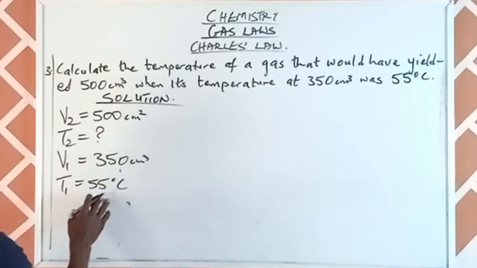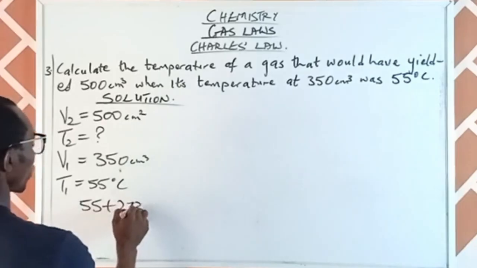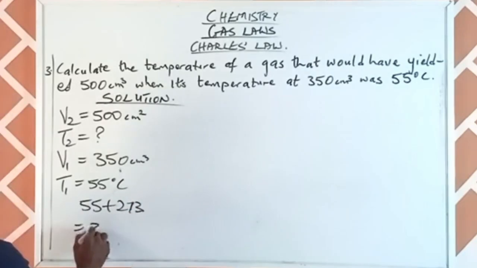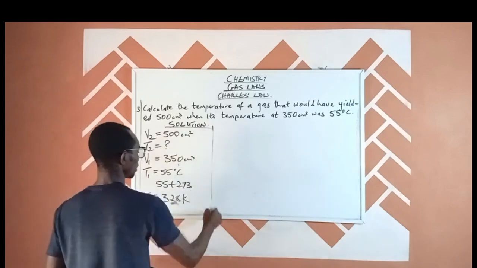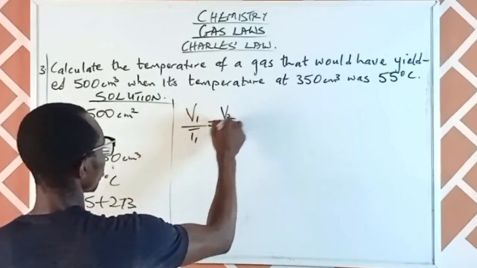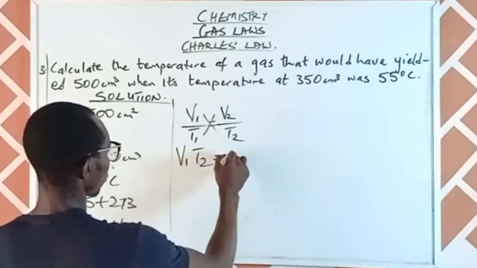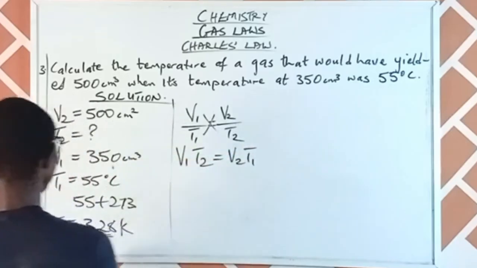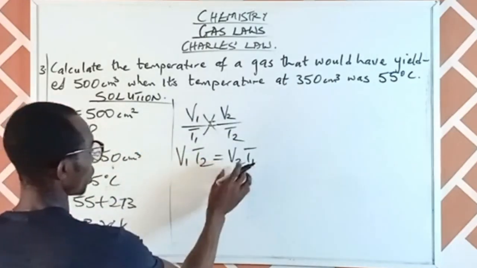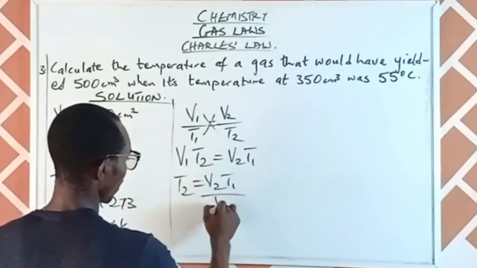So let us convert our Celsius scale in our T1 to Kelvin. So that will give us 55 plus 273, and that will give us 328. So 328 Kelvin. This is going to be our new T1. Now we can bring in our Charles formula, which is V1 over T1 equal V2 over T2. Straight line equation will give us V1 T2 equal V2 T1. And since we are looking for our T2, let's make T2 here subject of the formula. So T2 equal V2 T1 over V1.